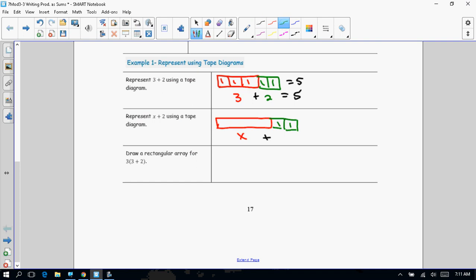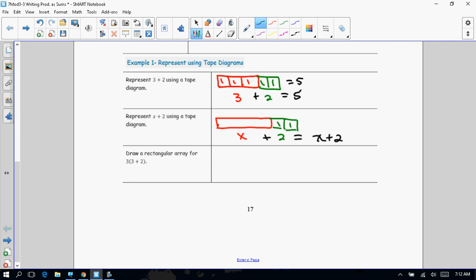Well, it's going to look just like we did a minute ago. Unfortunately, since I don't know what X is, it is literally X plus 2. Okay, that is the answer. I am done. I have my strip that is X. I have my 2 little pieces that are each 1. Until I know what X is, X plus 2 is all the further I can go with that.